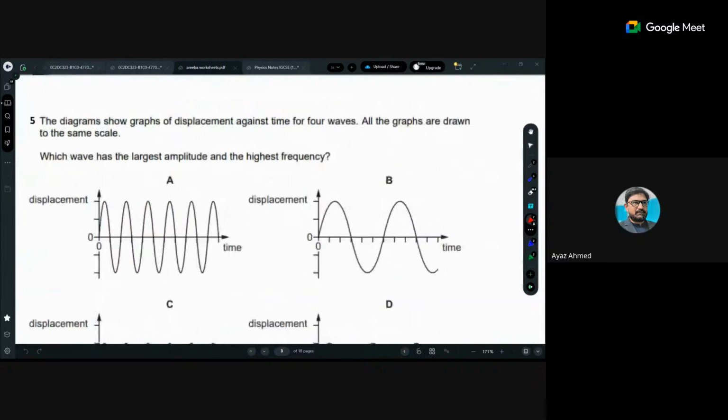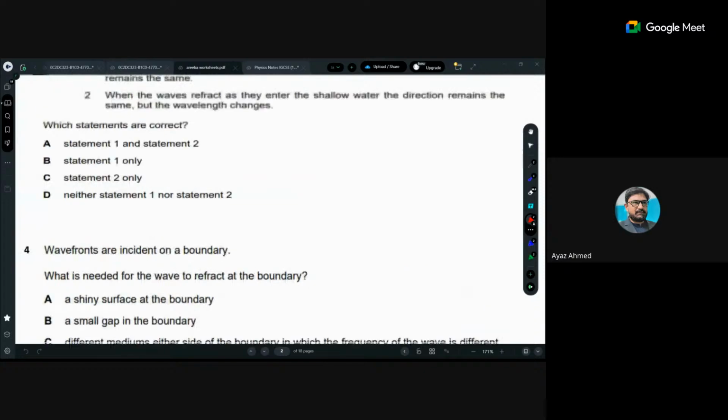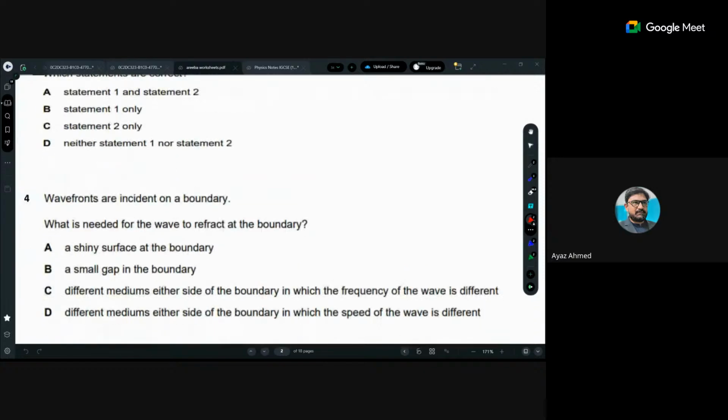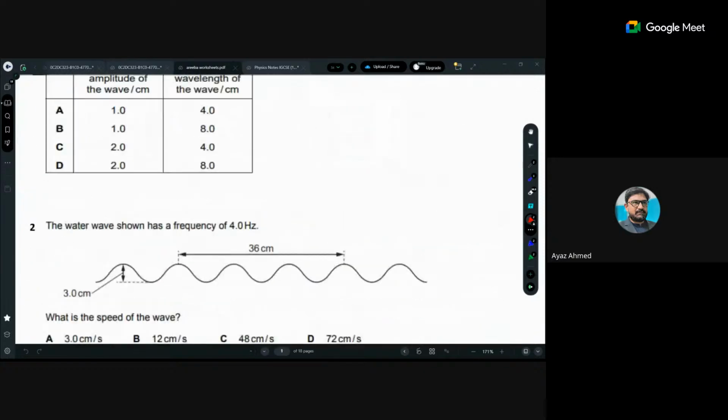The diagram shows a graph of four graphs drawn for the same scale. Which wave has largest amplitude and higher frequency? So very easy. These are very easy. The wave fronts and that stuff.